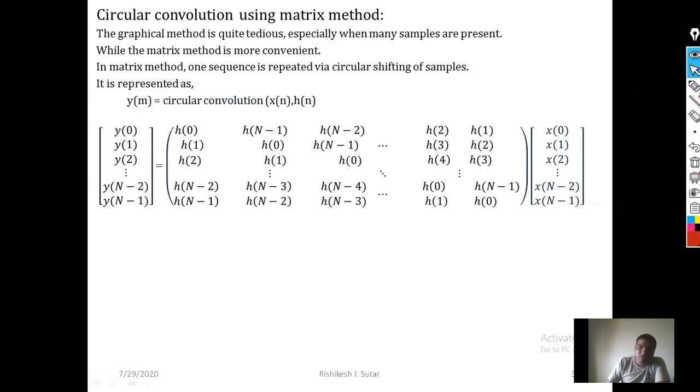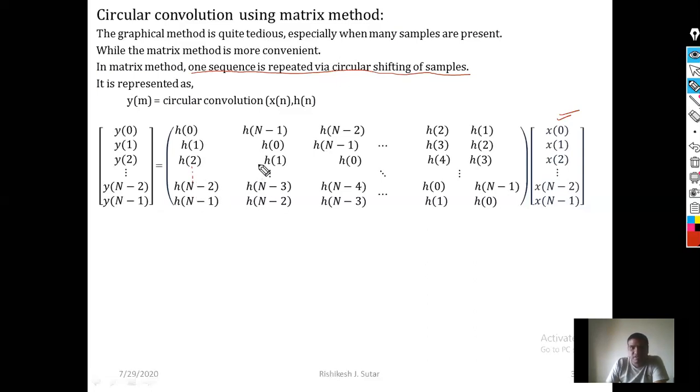What we have considered is that one of the sequences is repeated via circular shifting of the samples. You have to keep one sequence as it is, and circularly shift the other sequence. Let us say x of 0 I will keep as it is, and I will shift the h of n. So this is my first column: h of 0, h of 1, h of 2, and if I go further, till I get h of n minus 1, h of n minus 2.